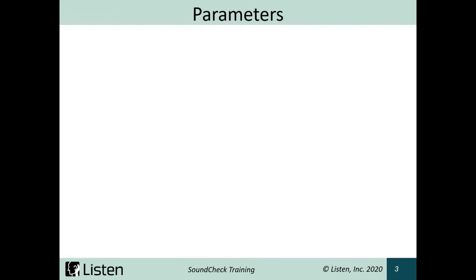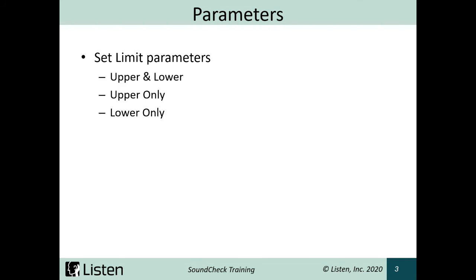When setting up a limit step, there are some different parameters you can choose. You can include an upper and a lower limit, upper limit only, or lower limit only. These limits can be absolute, which means they're fixed. If I said 94 dB at 100 Hz is the maximum, then that is always the maximum.